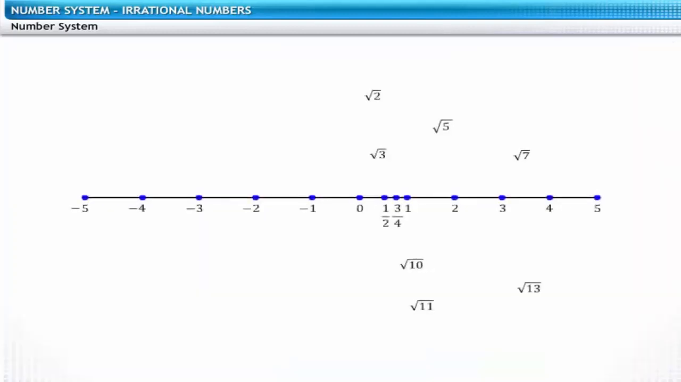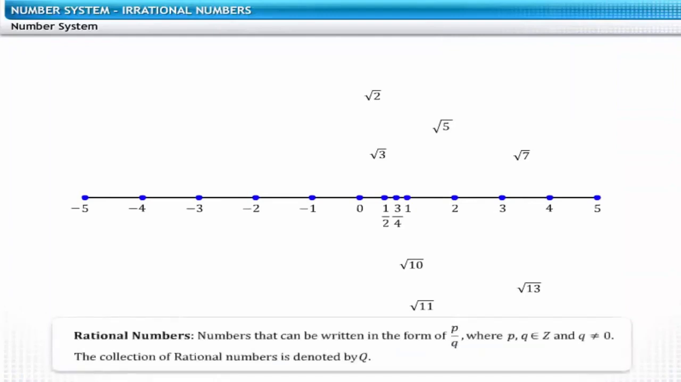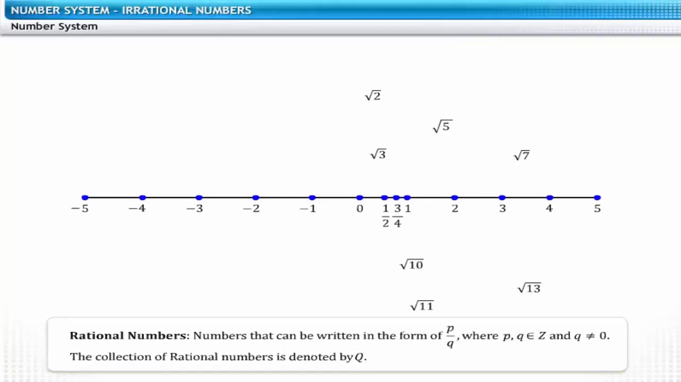To understand an irrational number, we'll recall the definition of rational numbers. Numbers that can be written in the form of P upon Q, where P and Q are both integers and Q is not equal to 0, are called rational numbers. The collection of rational numbers is denoted with the letter Q.